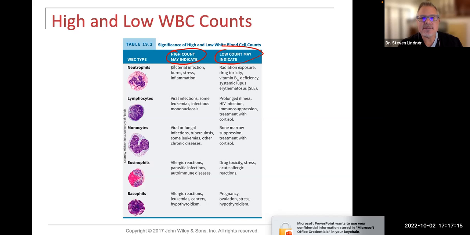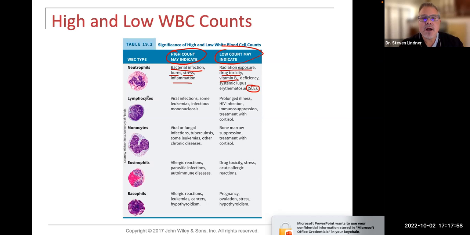So if the neutrophil count is high, we're thinking there's a bacterial infection. But we'll see it in burn victims. We'll see it when someone's under lots of stress and if they are inflamed. A low white blood count can be seen with radiation exposure, drug toxicity, a B12 deficiency, and an autoimmune condition called SLE, systemic lupus erythematosus. SLE is typically seen with people having a little bit of a red rash on top of the face and the nose.